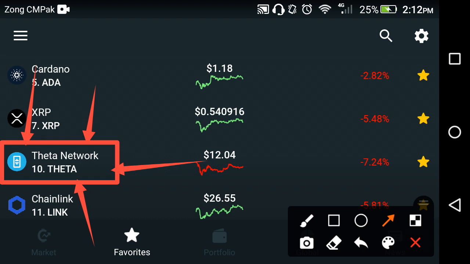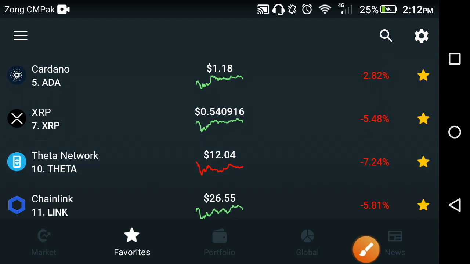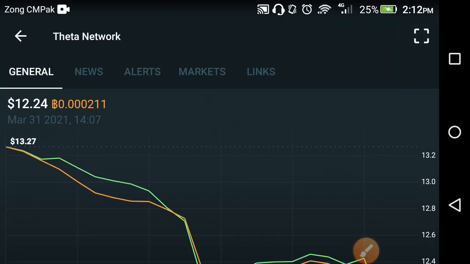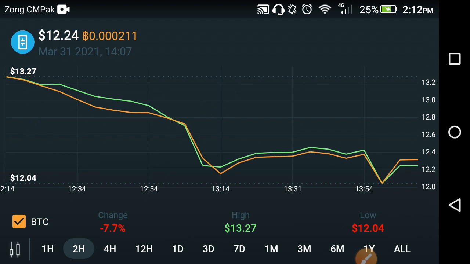Now let's see what's the price change occurring in the Theta network. Let's see the price prediction of Theta network of the previous 2 hours. First of all, we see the 2 hour result of Theta network.